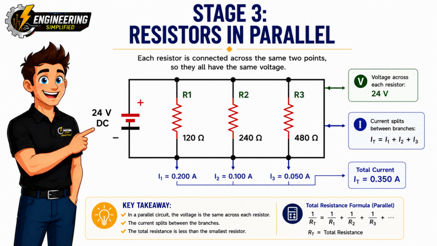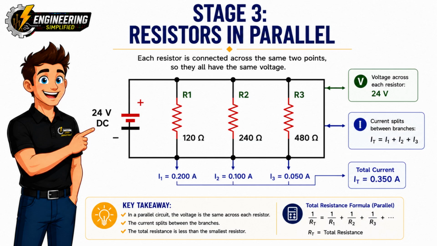One more important point to remember is the formula shown at the bottom of the slide. Unlike series circuits, you cannot simply add the resistor values together. Parallel circuits use a different equation, which we'll learn step by step over the next few slides. By the end of this stage, you'll understand exactly why that formula works and how to use it with confidence.